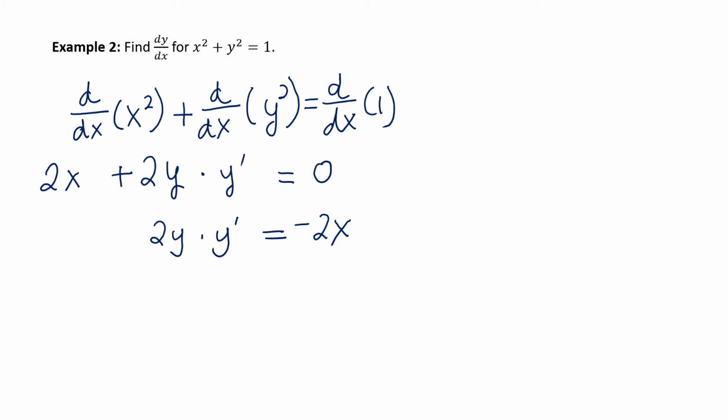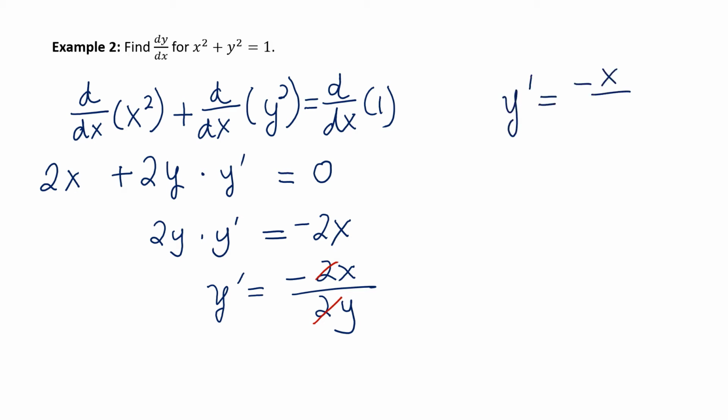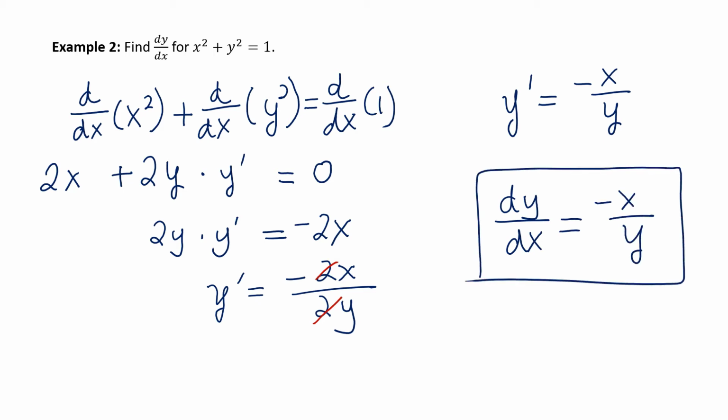Now divide by 2y on both sides, and I get y prime is equal to minus 2x divided by 2y. The 2's are common, and so I've got y prime is equal to negative x over y. However, the problem said find dy/dx, so instead of using the y prime notation, use dy/dx is equal to minus x divided by y.